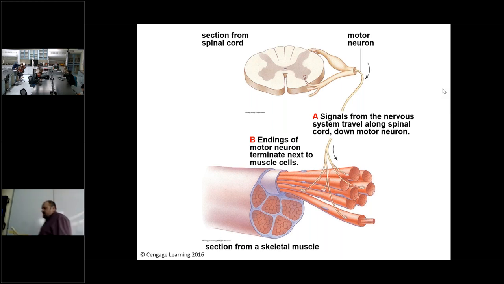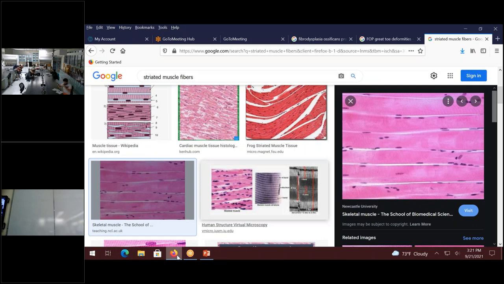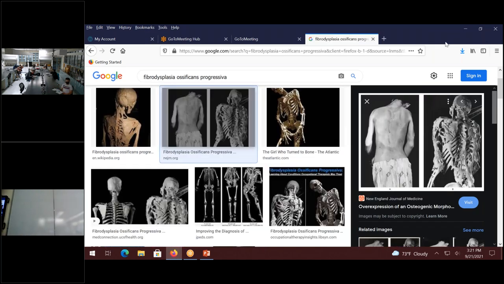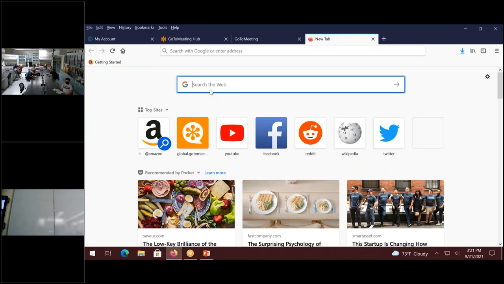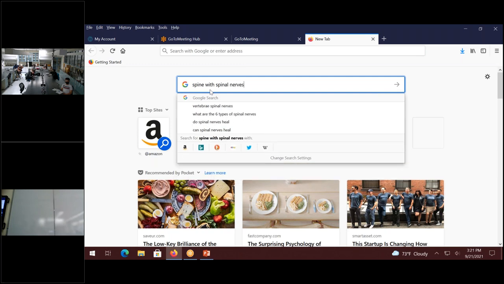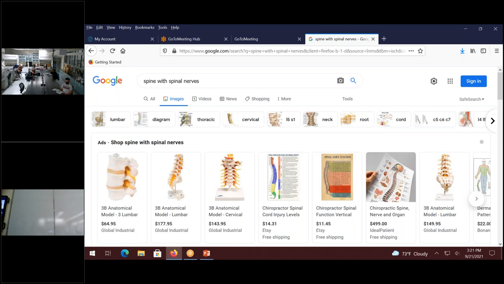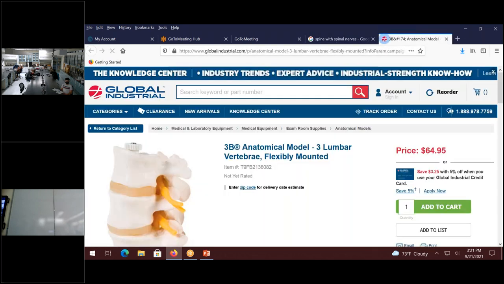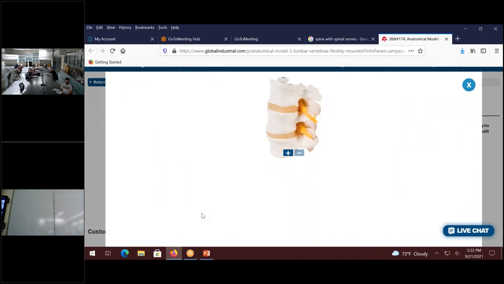Those of you that are online, I'm going to share with you an image. And those of you in the classroom, I'm going to show you this model. So give me a moment to get this image for you all. All right, so I'm not trying to sell you a model, but let me make that bigger.